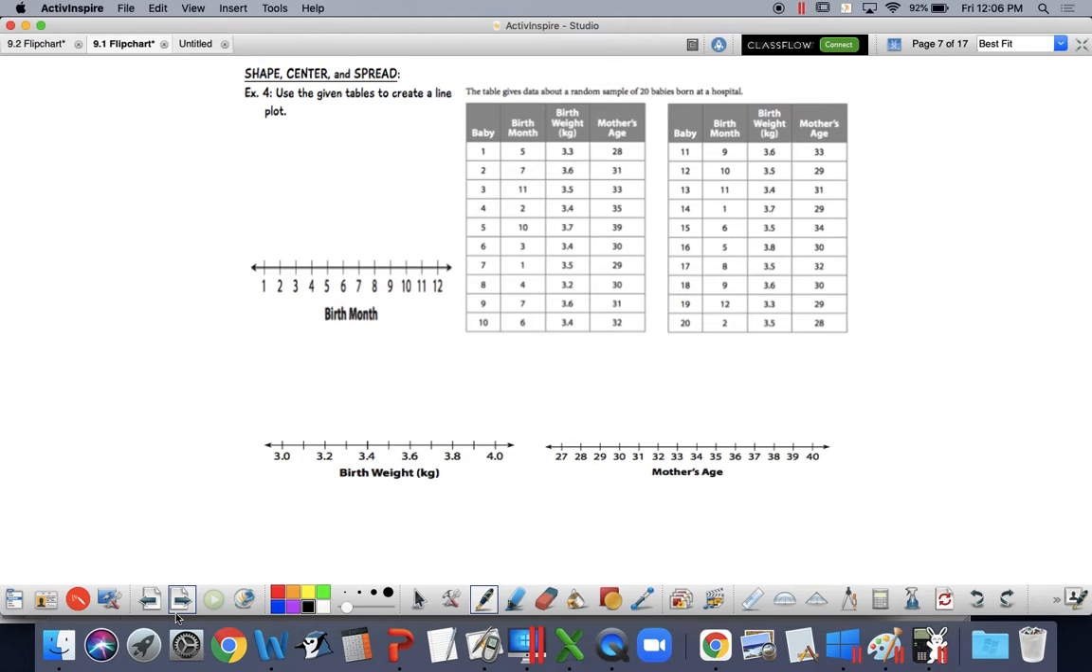First, we're going to create a line plot for birth month. Maybe there's a month where a lot of babies were born, right? 9 months after Christmas or something like that, who knows? So let's fill it in with a line plot. I'm going to use X's, you can use dots, you can use whatever is most comfortable. So I got 5, and then 7, 11, so once you get 2 in the same month, you're just going to stack those X's on top of each other.